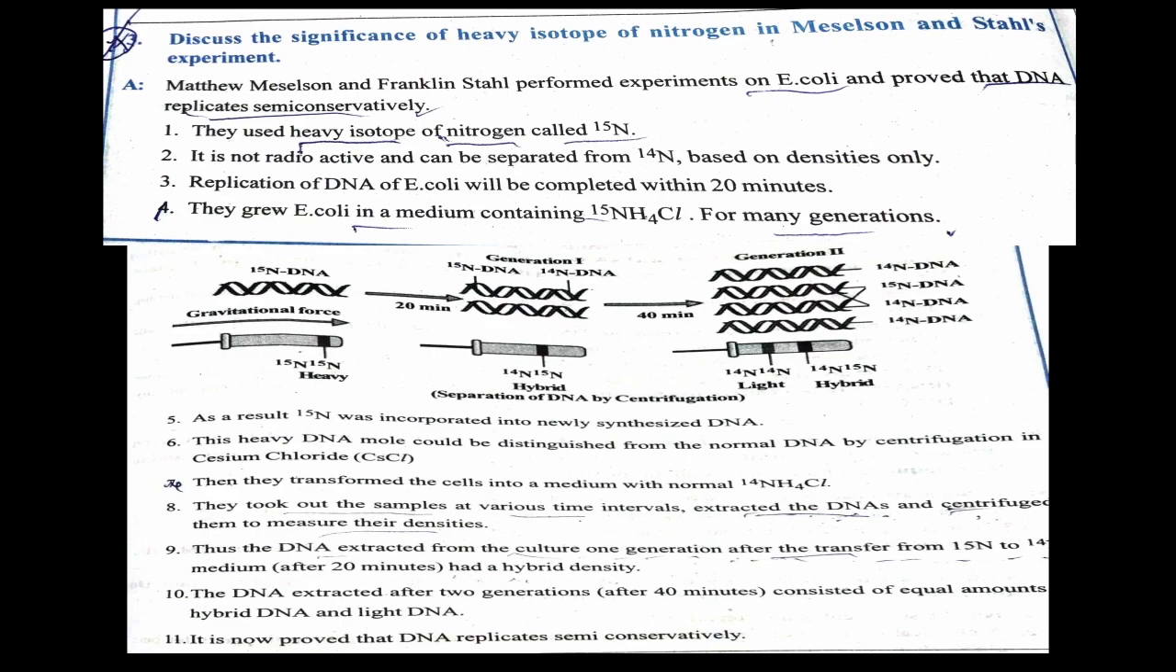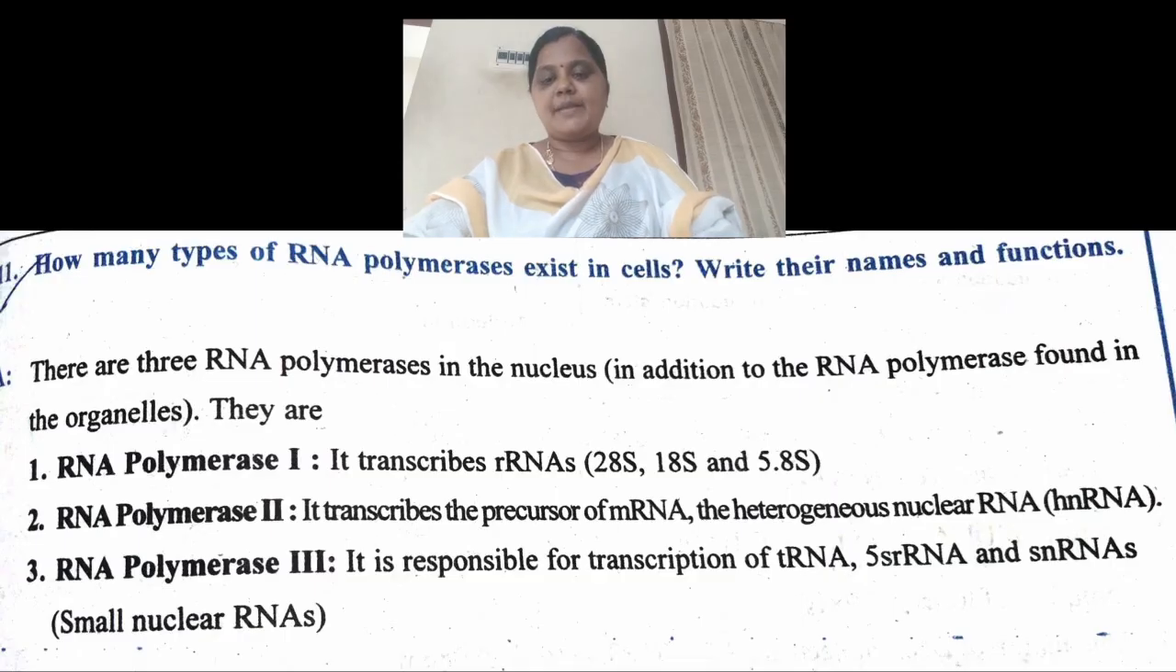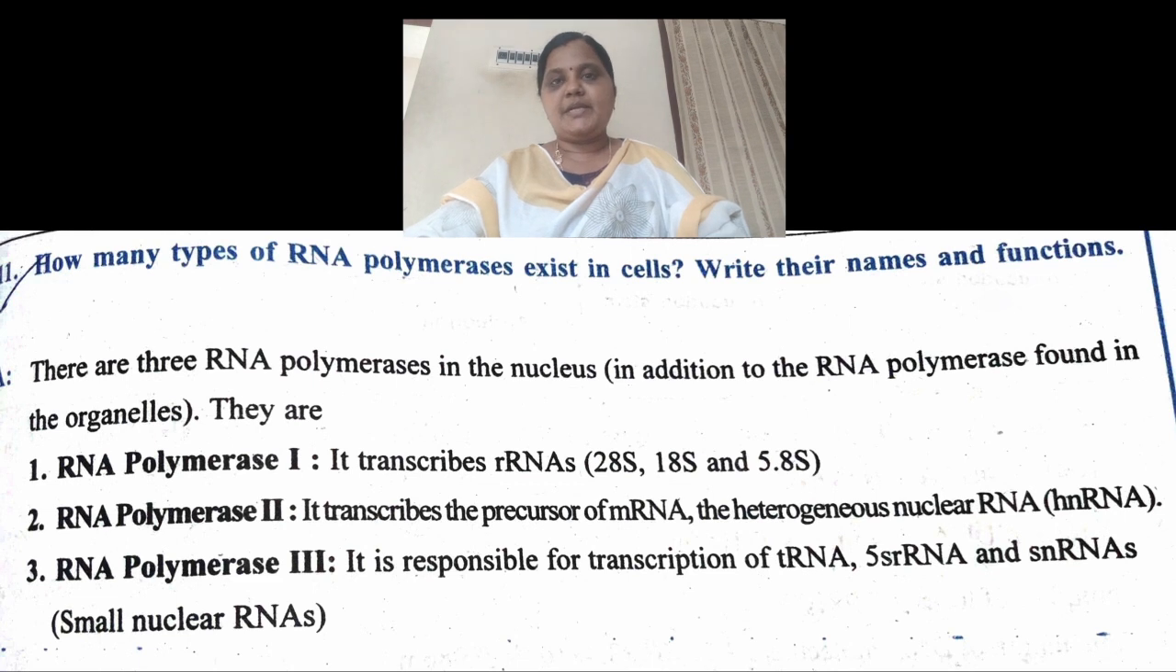The next question is: how many types of RNA polymerase exist in cells? Write their names and functions. There are 3 types of RNA polymerases in the nucleus, in addition to the RNA polymerase found in the organelles. They are RNA polymerase 1, RNA polymerase 2 and RNA polymerase 3.